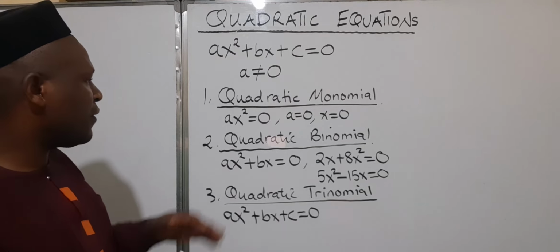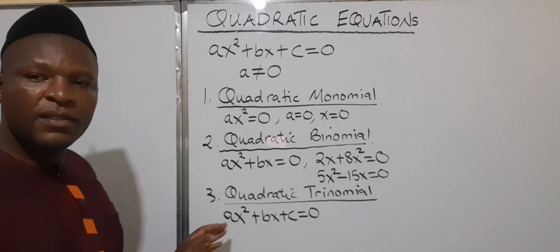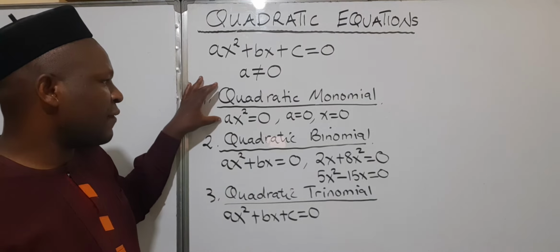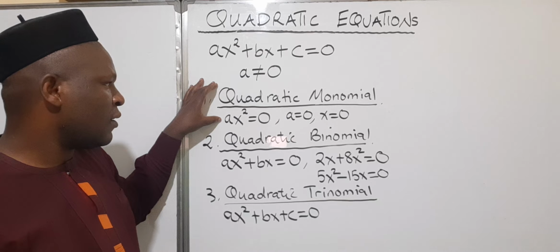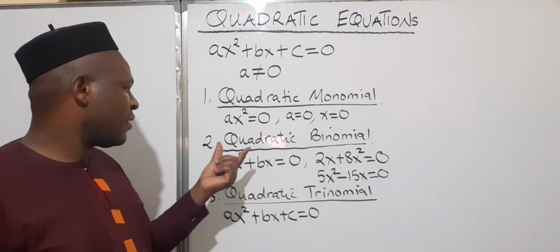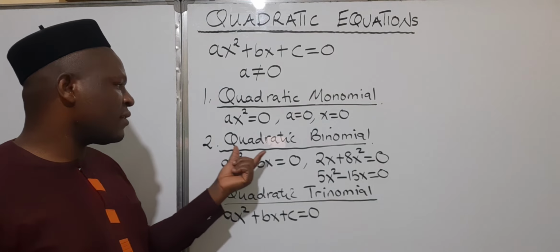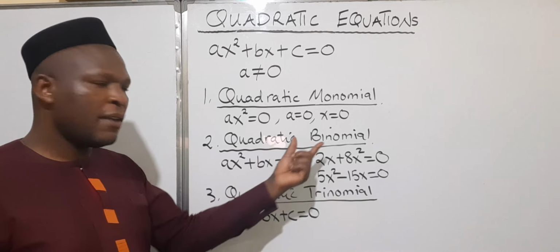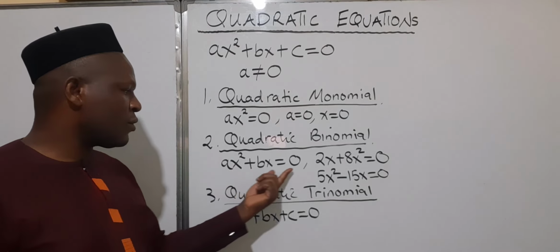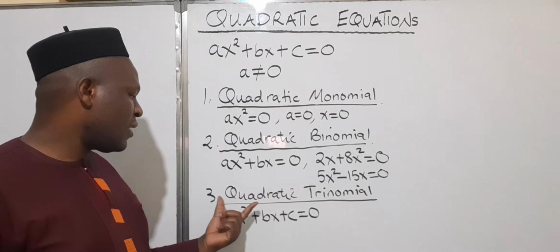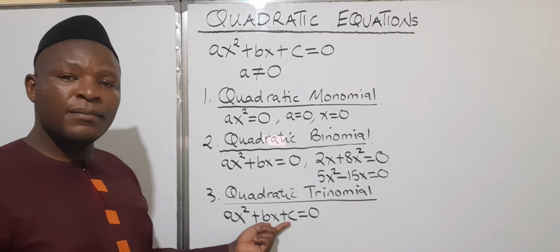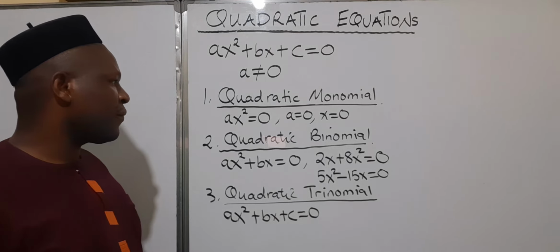So these are the three that I will discuss today in this lesson. The first one is a quadratic monomial, where there is only one term equal to 0. The second one is quadratic binomial. Bi means 2, where there are only 2 terms equal to 0. And the third one is quadratic trinomial, where there are 3 terms equal to 0.